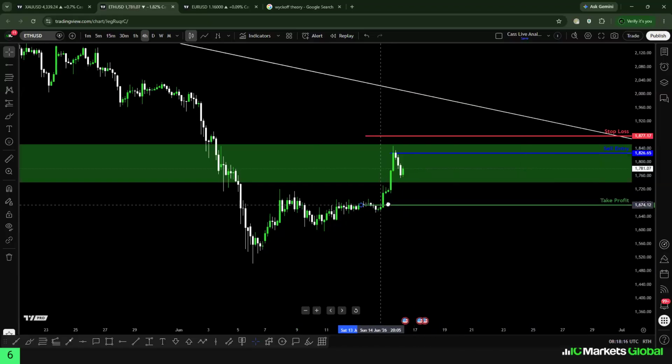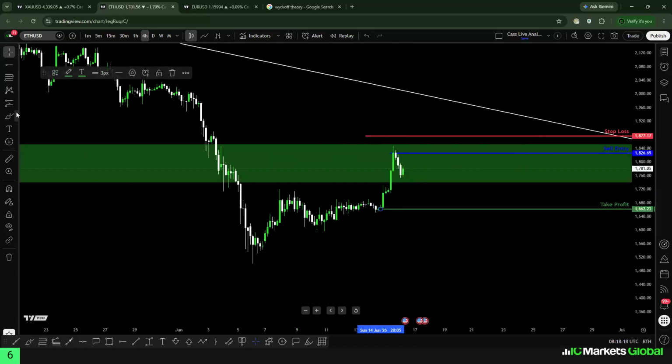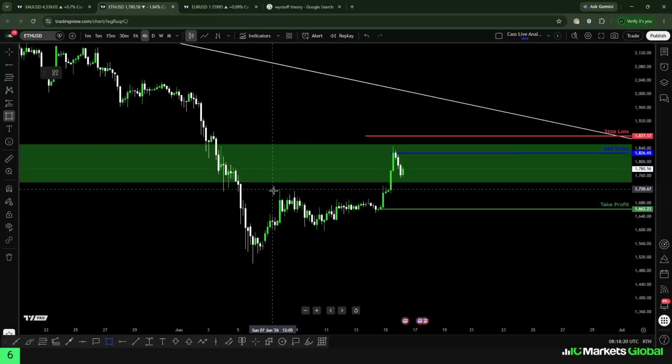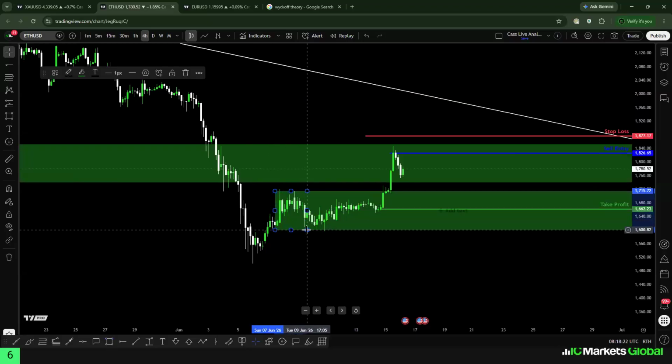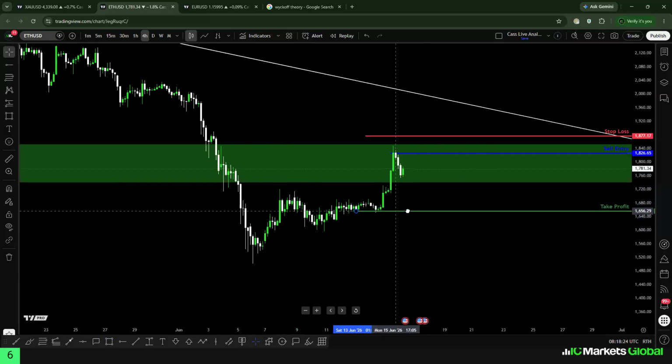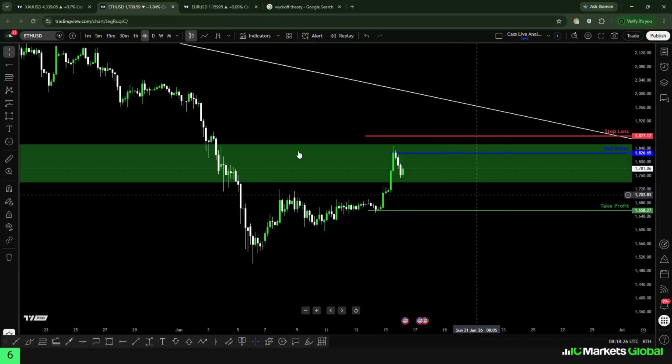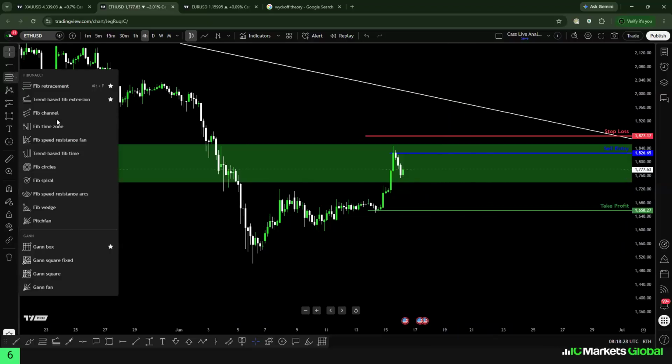At this point, I'm just randomly taking somewhere. I'm basically aiming for this zone for my take profit. So I'm just going to put it maybe in the middle somewhere here. Okay. Just conservative.